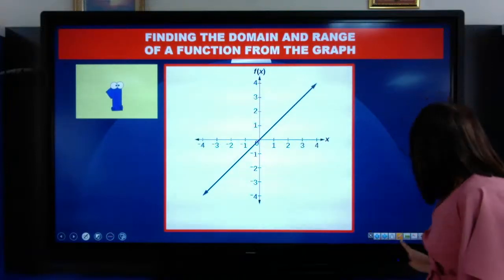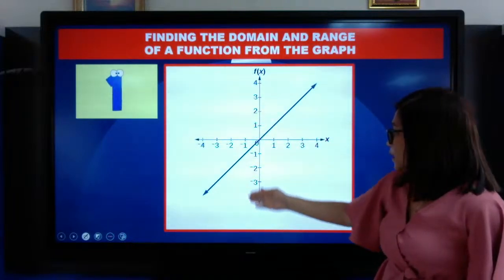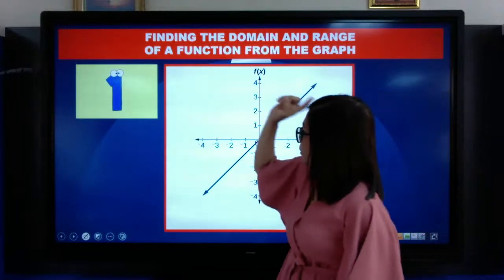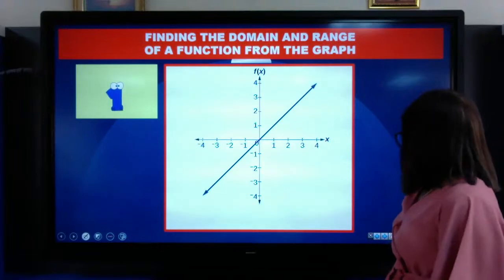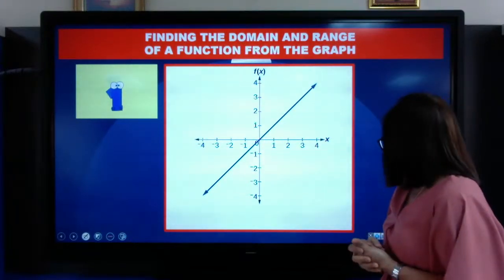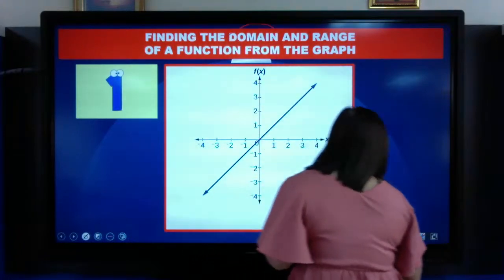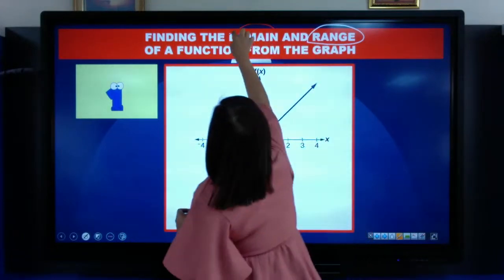From the graph. Okay, how do we do this? You listen carefully. This is easy to find the answer because we already have the graph. Example number 1, you see. This is a linear function or just a polynomial function. So how do you find the domain and the range?